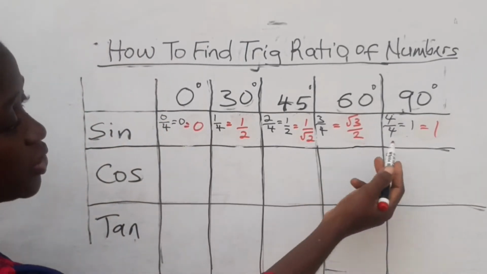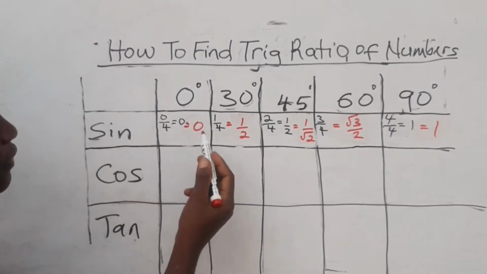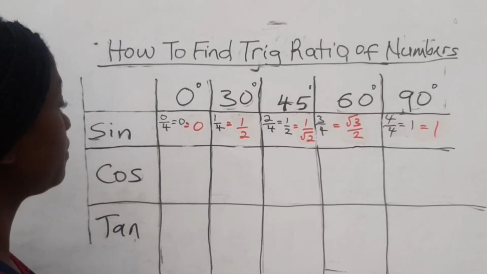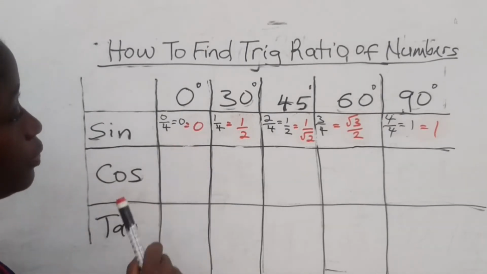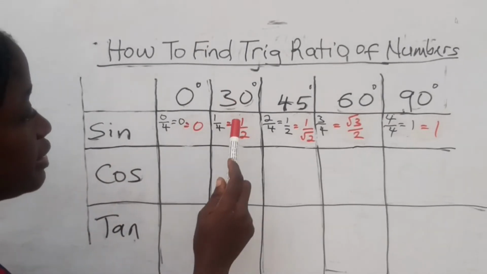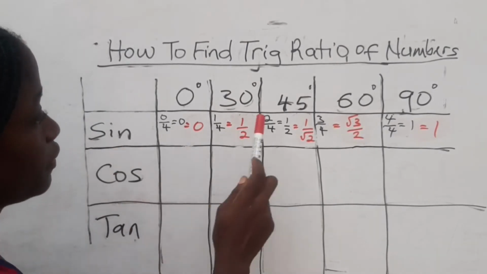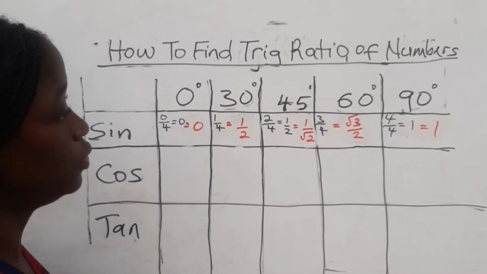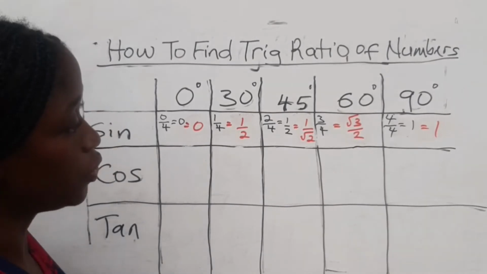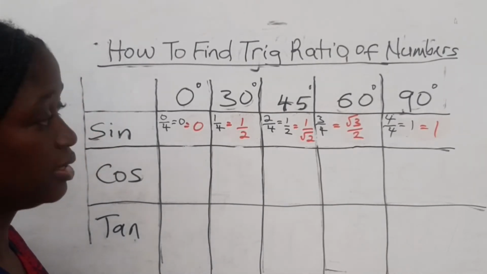Now these values that we have in red are the final values of these sines. That means that sine 0 is 0, sine 30 is 1 over 2, sine 45 is 1 over root 2, sine 60 is root 3 over 2, and sine 90 is 1.